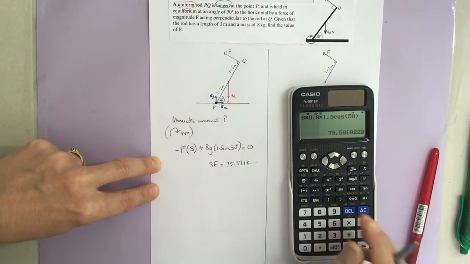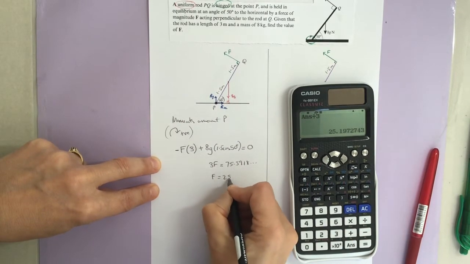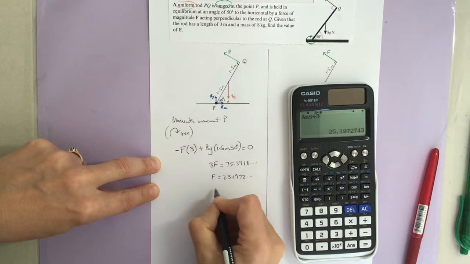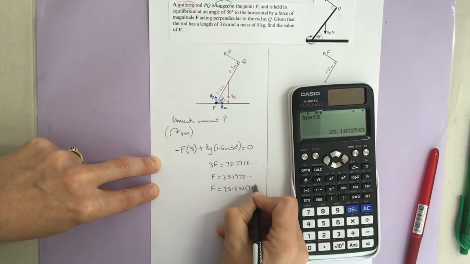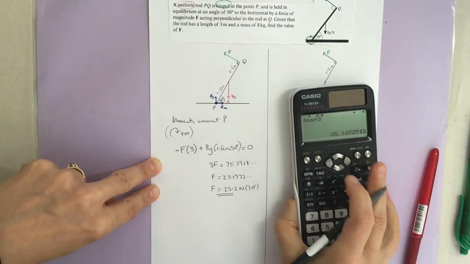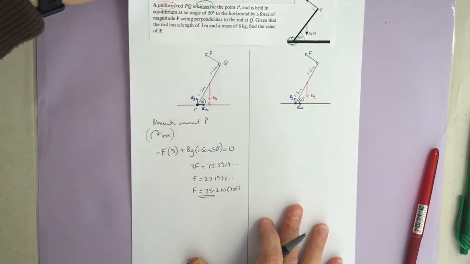That's 75.5918. Divide that by 3. So F is 25.1972, so 25.2 newtons to 3SF. Okay, so that's method 1. I'm just going to pull this sheet of paper across a bit to get this working in the middle.